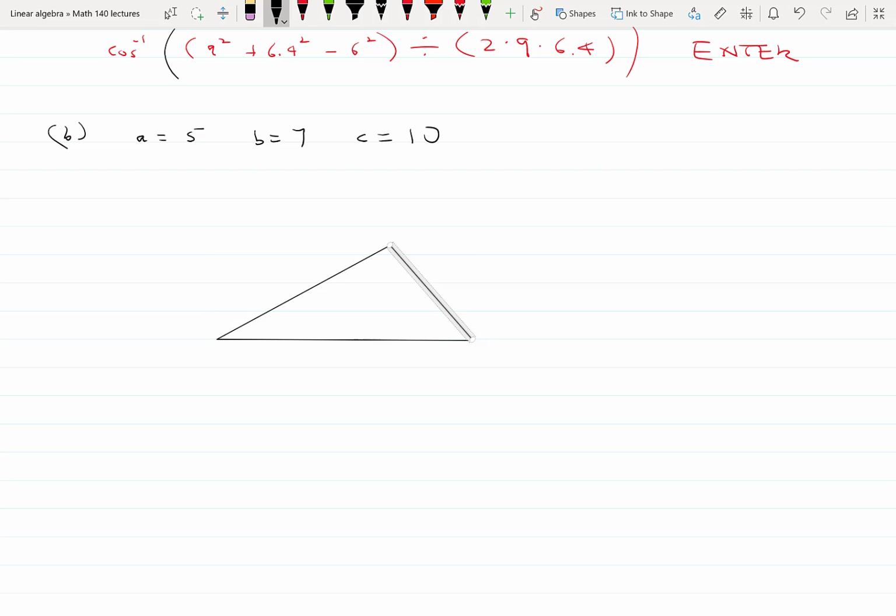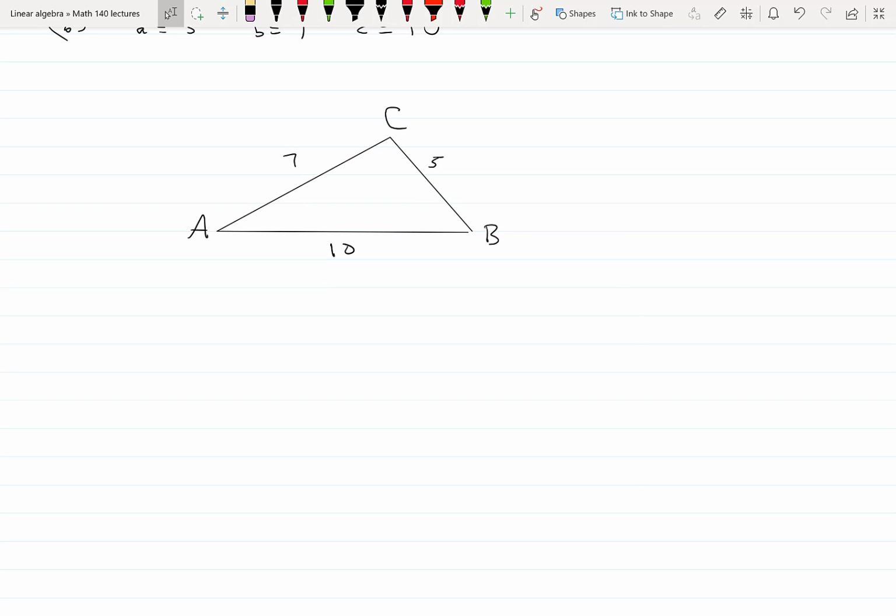I'm given the smallest side is 5, so I'll put that in the smallest position. Medium size side is 7, longest side is 10. So that longest side was c, so opposite that is capital C as the angle, and 5 was the small a, capital A opposite that. Small b is 7, capital B opposite that. So we need to find these three angles. I'm going to find A and B, and then C is just 180 minus those two things.